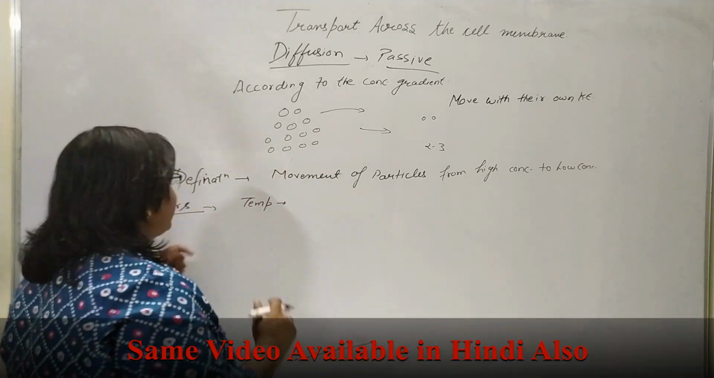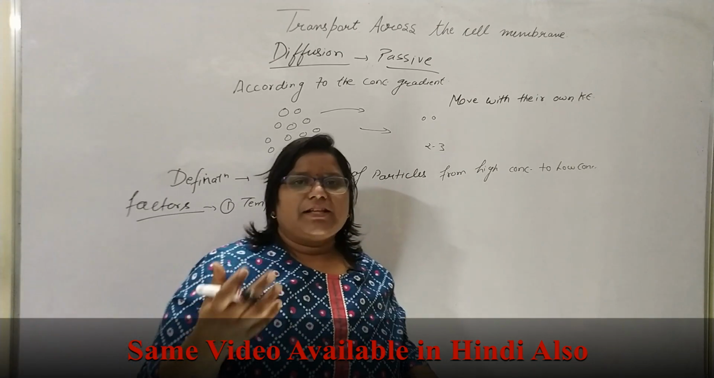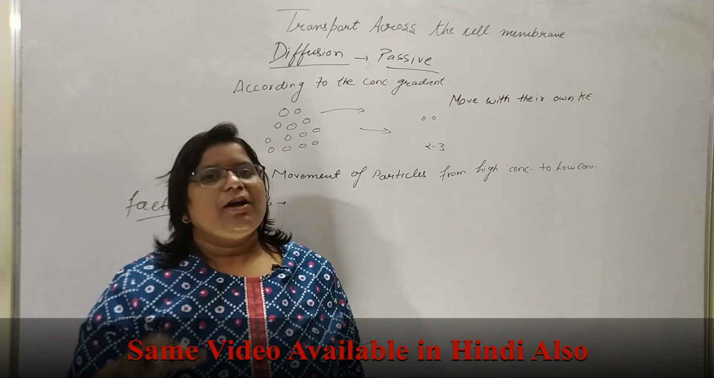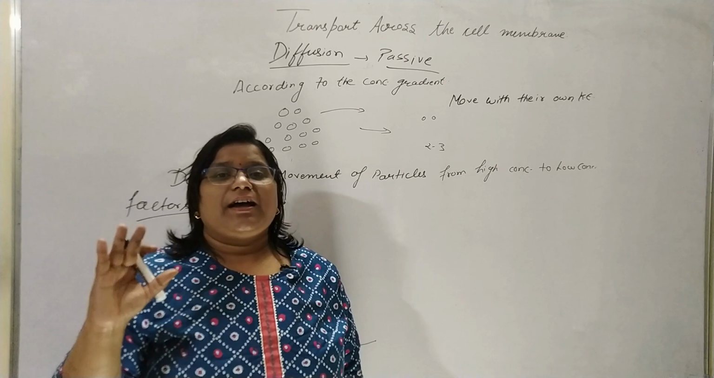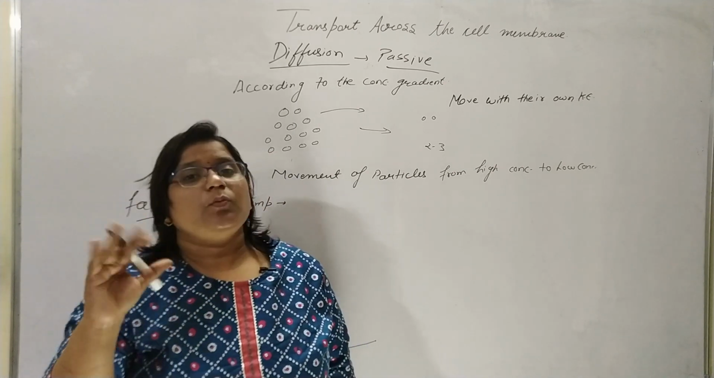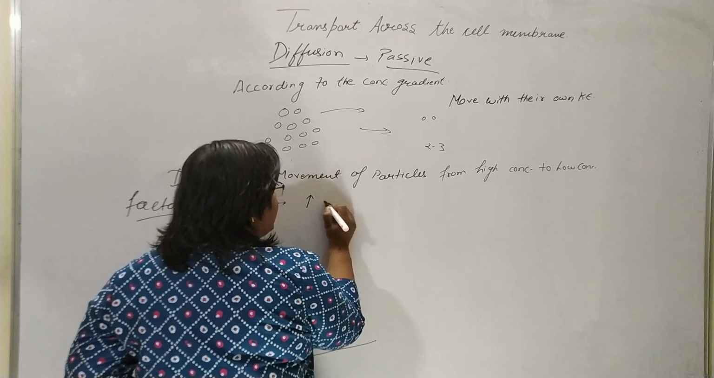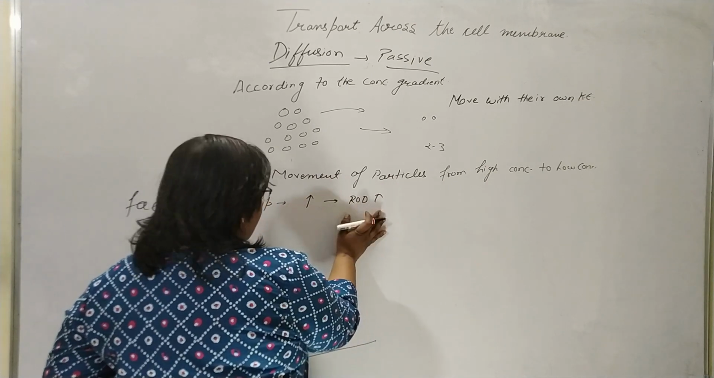So here the first factor is the temperature. If the temperature is high, automatically the rate of diffusion is high. It means the aroma of kheer will reach much faster in the summer period as compared to winter. So if the temperature is high, the rate of diffusion will be more. ROD means the rate of diffusion.